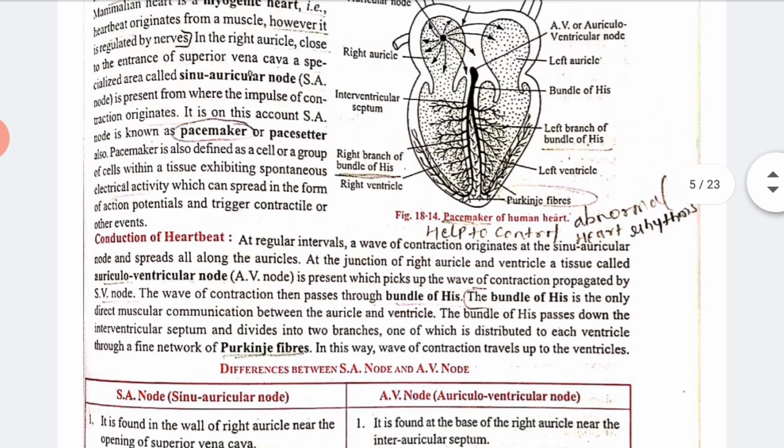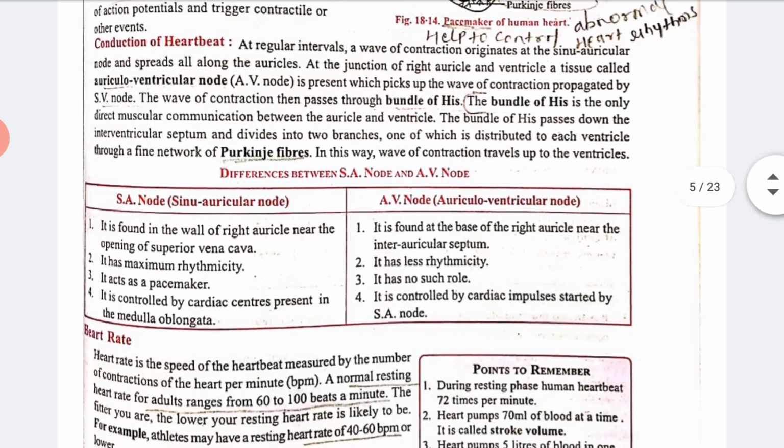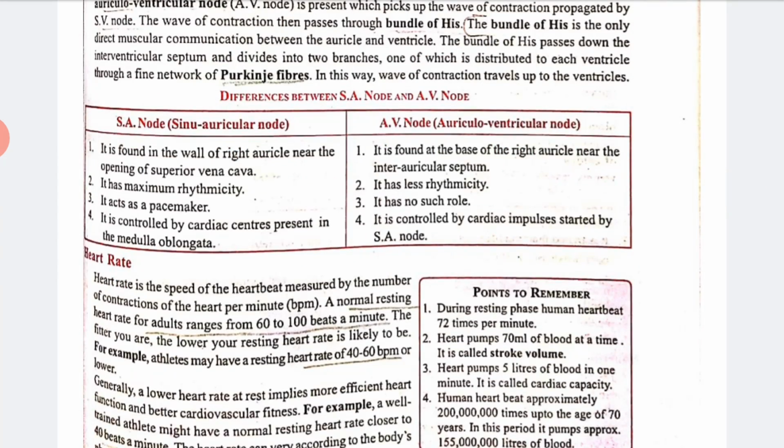See here in this structure it is written bundle of His. This bundle of His is the only direct muscular communication between the auricle and ventricle. The bundle of His passes down the interventricular septum and divides into two branches, one of which is distributed to each ventricle through the fine network known as Purkinje fibers, and this is the way the contraction travels up to the ventricle. Clear? So here the difference between the SA node and AV node is given.